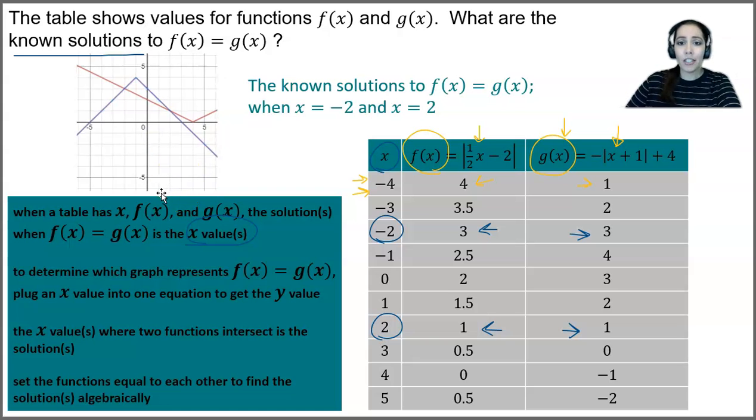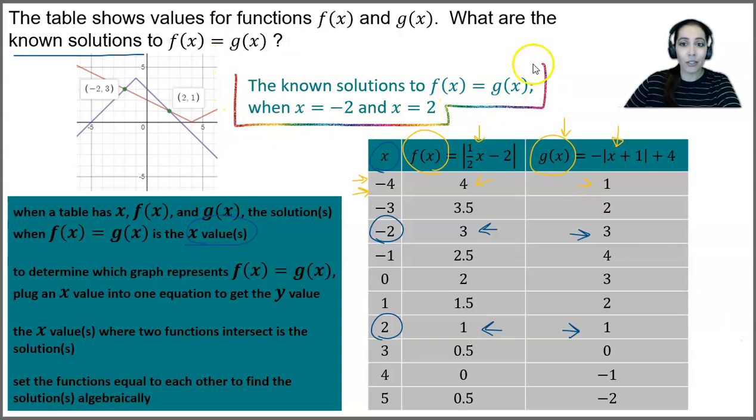Now, when you're looking at these two, f of x and g of x, look at where they intersect. Remember, the x values where the two functions intersect is the solution. So we have a point here at -2, 3, and at a point 2, 1. The x values for these are -2 and +2, just like what we got here from looking at the chart. So we can go ahead and box this in as our final answer.